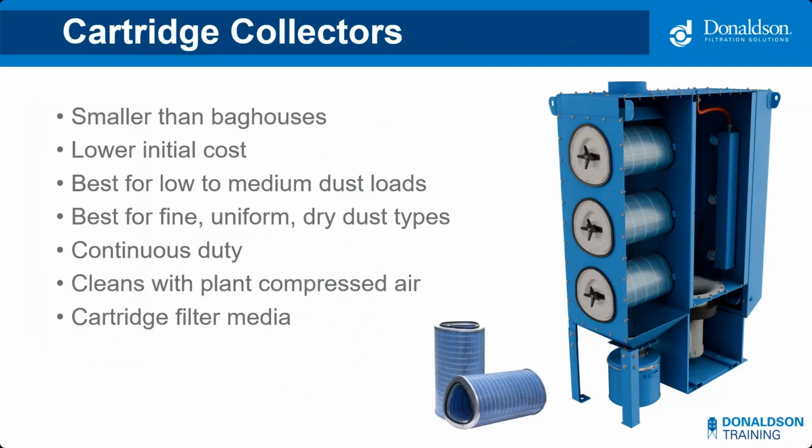They're typically smaller and have a lower initial cost than a bag house, and they're best when you're dealing with low to medium dust loads and dust that is fine, uniform, and dry, like those often found in pharmaceutical manufacturing. They're continuous duty, which means they don't need to be shut down in order to clean the filters, and they clean with plant compressed air. They use smaller, easier to handle cartridge style filters. Changeouts are much faster with a cartridge collector versus a bag house.